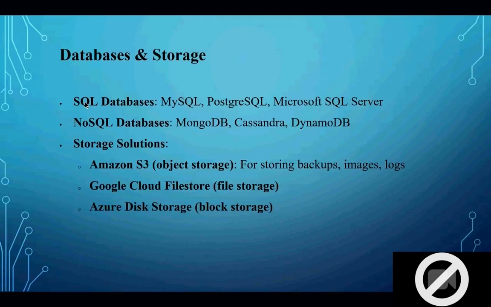Regarding block storage, it breaks data into small pieces called blocks, each with a unique address. This one is really fast and works well for databases and virtual machine disks. Then we have file storage, where data is stored in files and folders like a traditional computer system, and it's used for sharing files across networks. Then we have object storage, which stores data as objects. This one is mostly used for images, videos, and backups.